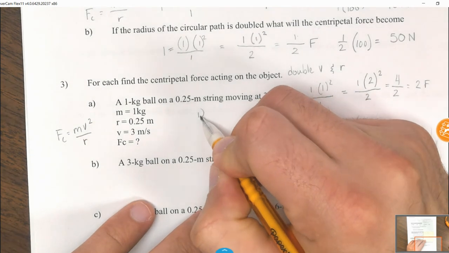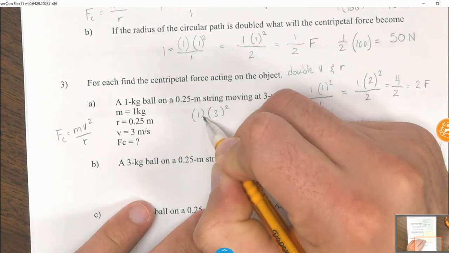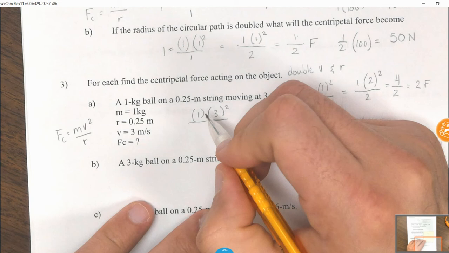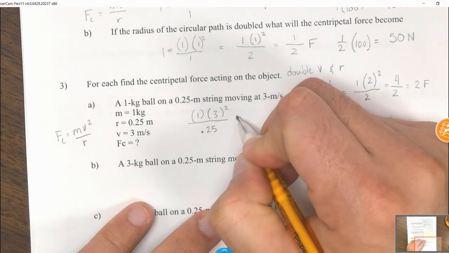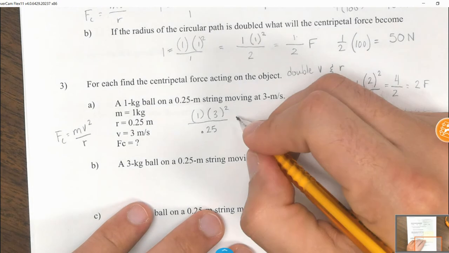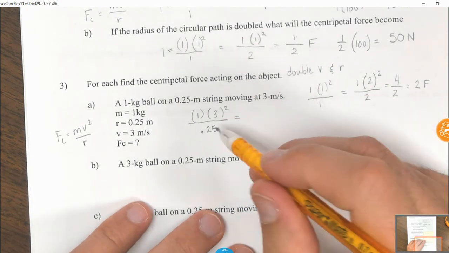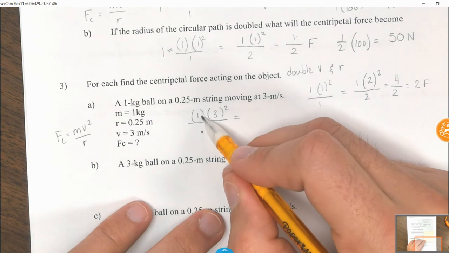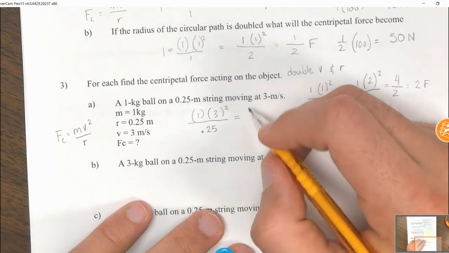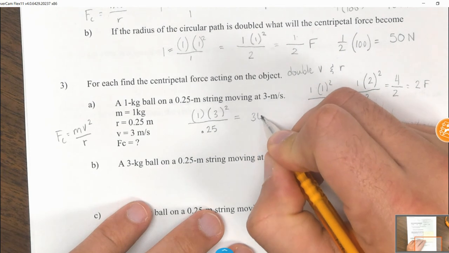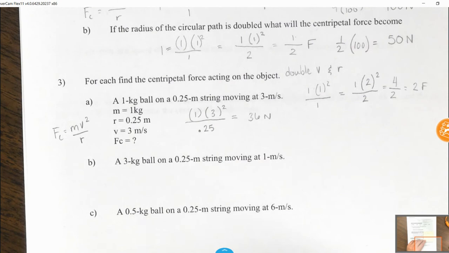Mass was 1. Velocity was 3, and you have to square only velocity. Then divide out by the radius of 0.25. Once you've done that, all right, let's see. 3 squared is 9. 9 times 1 is 9. All right, and then you divide it by 0.25. That's like multiplying it by 4, which should give us 36 newtons as our centripetal force.